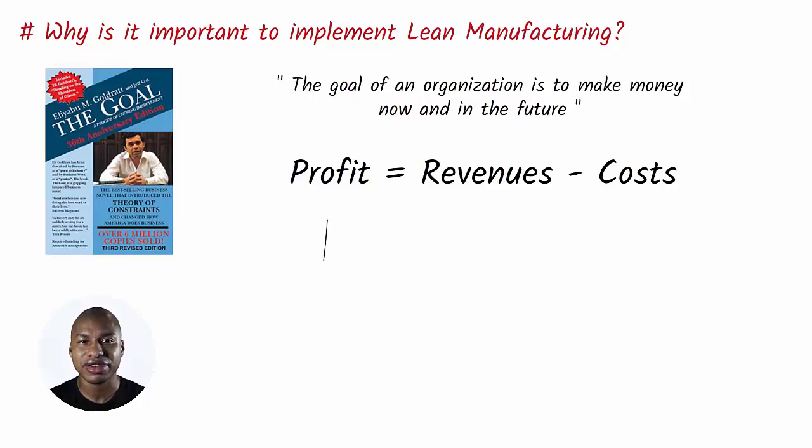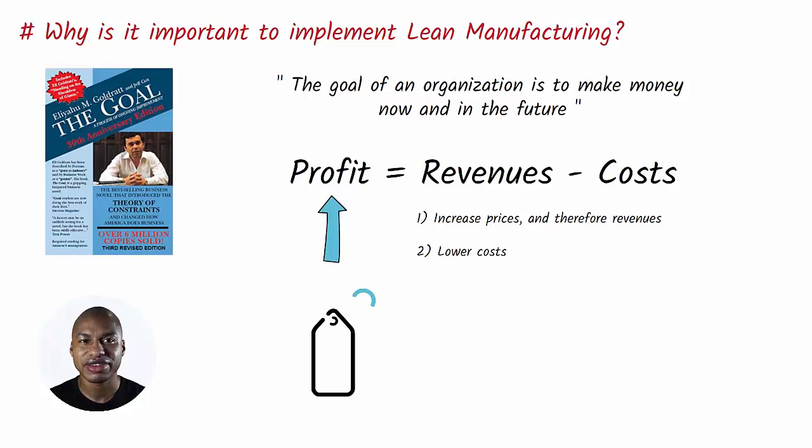Assuming constant sales volumes, if you want to increase profits, you have two choices. 1. Increase prices and therefore revenues. 2. Lower costs. In today's world, the price comparison is almost instantaneous, and therefore a customer can immediately compare and buy from your competitor who has a similar product to yours at a cheaper price. The cost lever therefore remains.